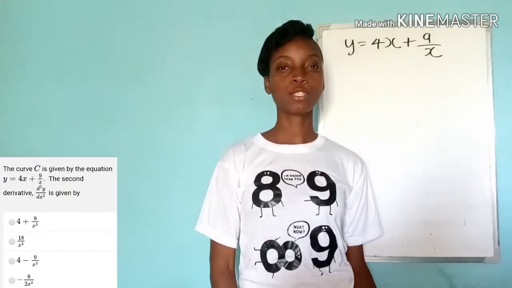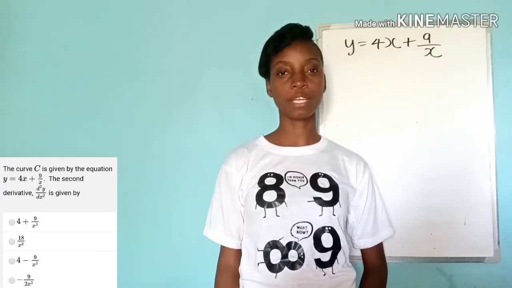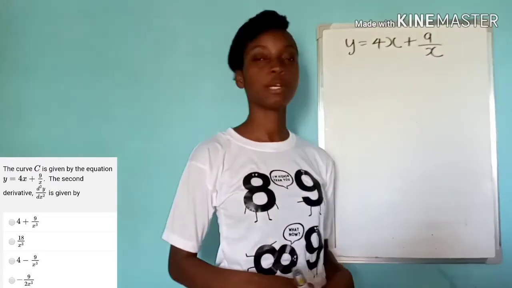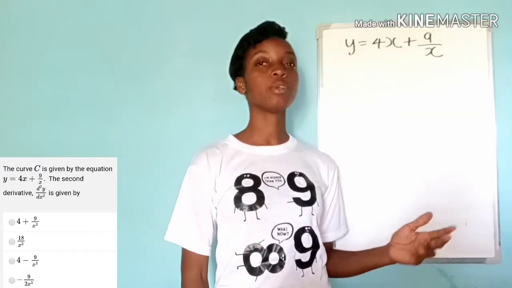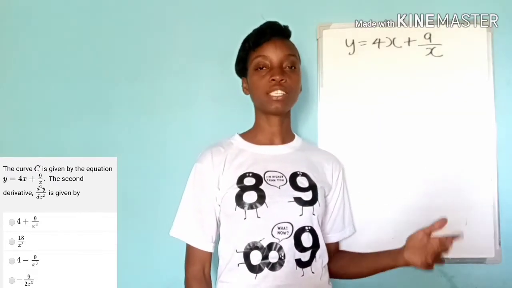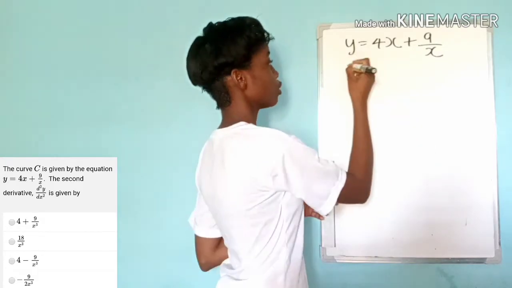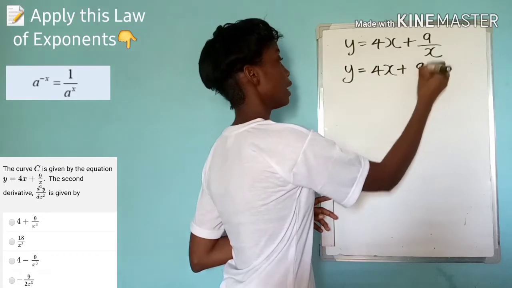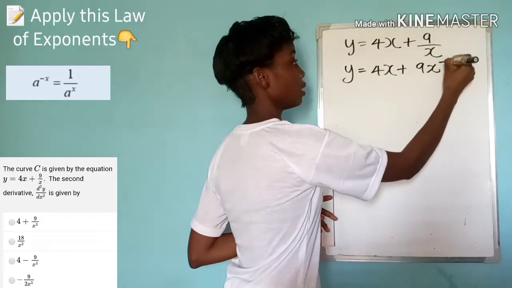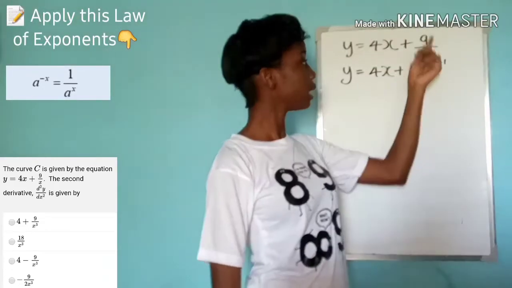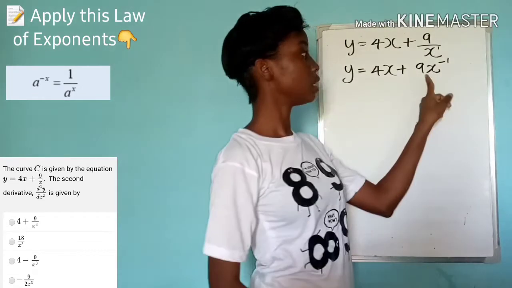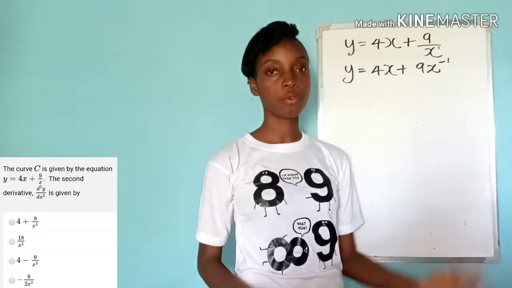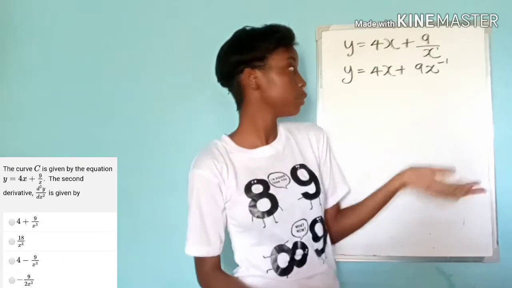Alright, let's take a look at our first question, which is also displayed on your screen. y equals 4x plus 9 over x. Sometimes when you get a question like this, it is better to rewrite it. So this question could be written as y equals 4x plus 9 times x to the power of negative 1. 9 over x to the 1 is the same as 9 times x to the negative 1. And then we are ready to use our power rule.